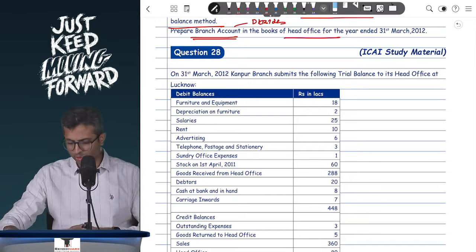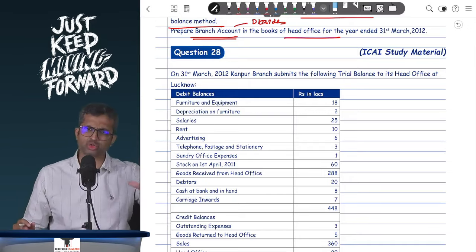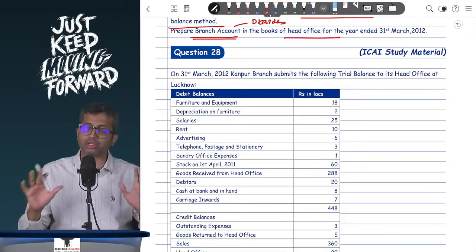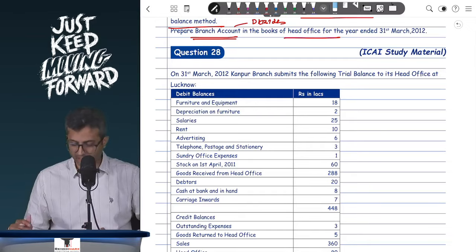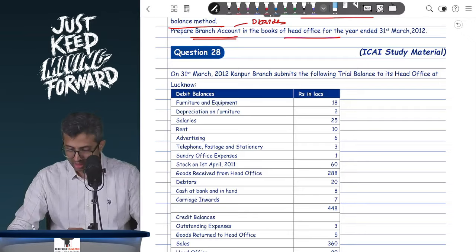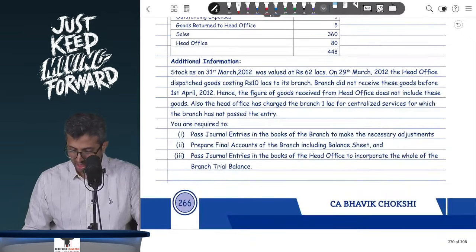So over here, we'll go to question number 28. There's another question 22, which is exactly the same, not even similar, it is exactly the same. So 28 once done, your question 22 will also get covered. So let us review question number 28 on 266.